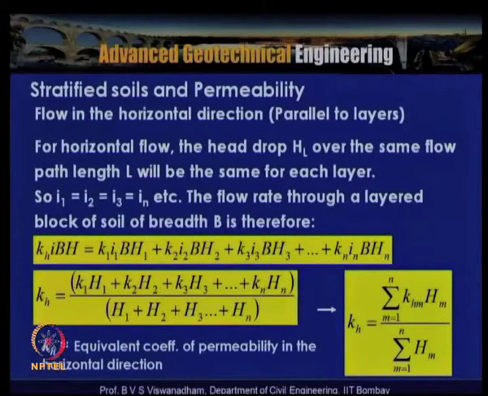Based on that discussion, for the flow in the horizontal direction parallel to the layers, the head drop HL over the same flow path length L will be the same for each layer. The head loss occurs over a length of the sample L, though it has different types of soil layers, and the hydraulic gradient dissipated in layer 1, layer 2, layer 3 is I1 is equal to I2 is equal to I3 is equal to In. So, the flow rate through a layered block of soil of breadth B, where B is the unit perpendicular to the plane of the figure which we considered.